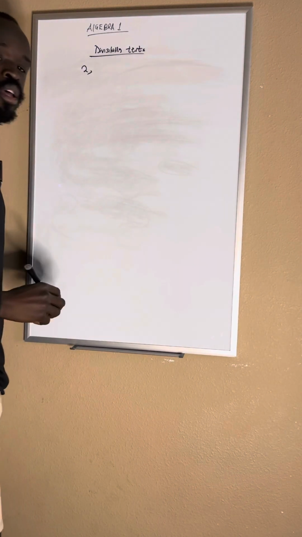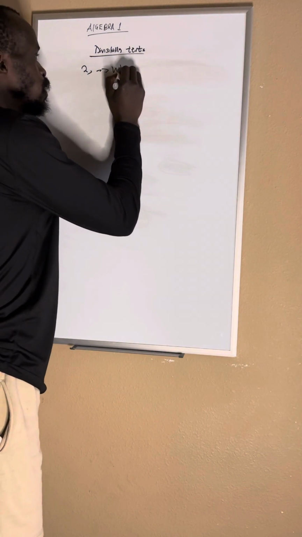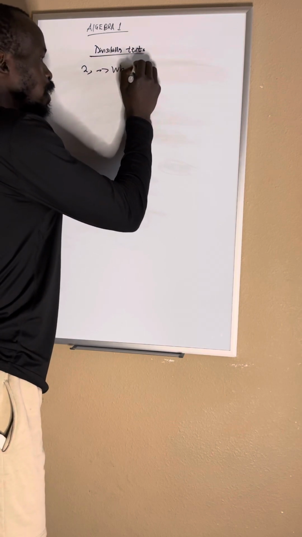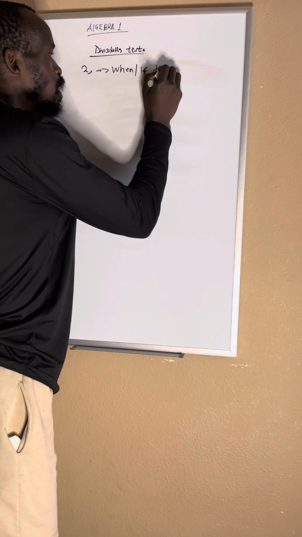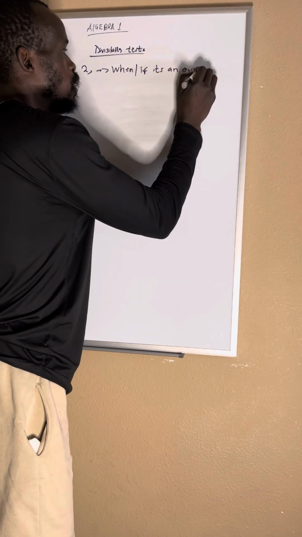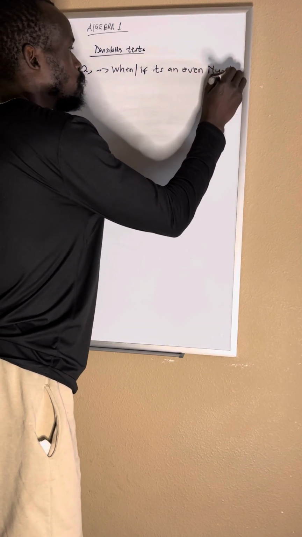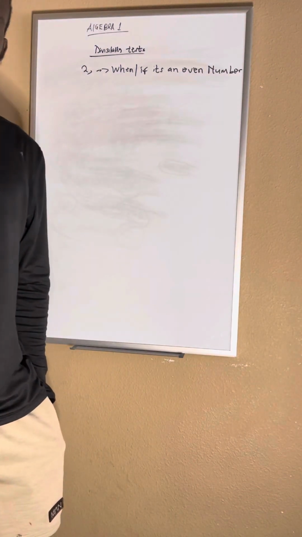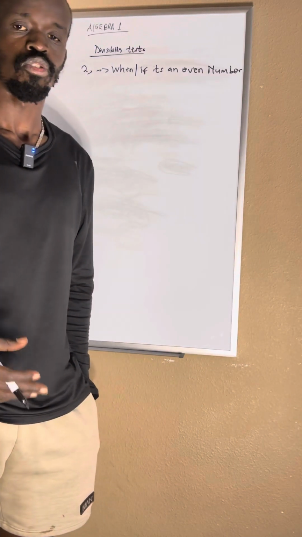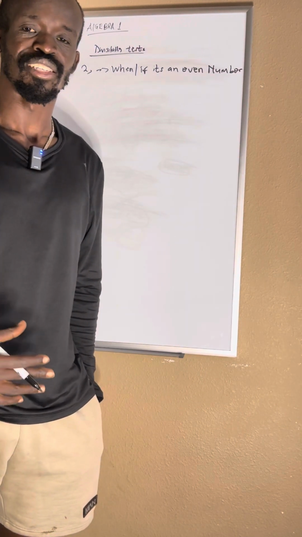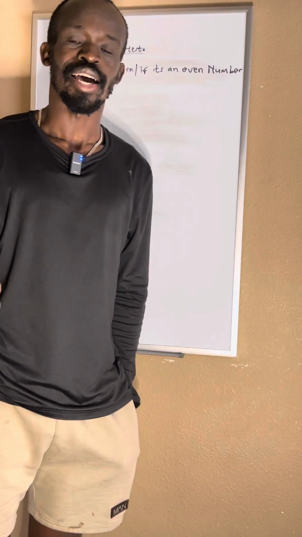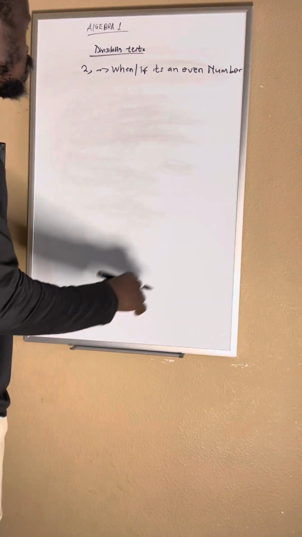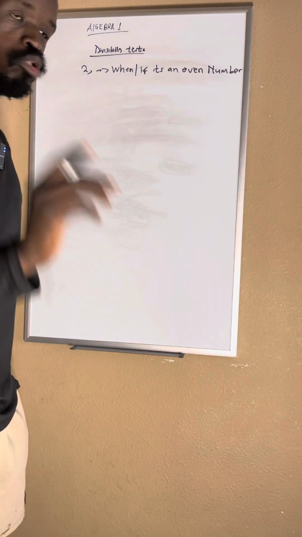Now, how do you know a number is divisible by 2? A number is divisible by 2 when it's an even number. Do you know the even numbers? Any number that ends with 2, 4, 6, 8, or 0 is an even number. So any even number is divisible by 2.